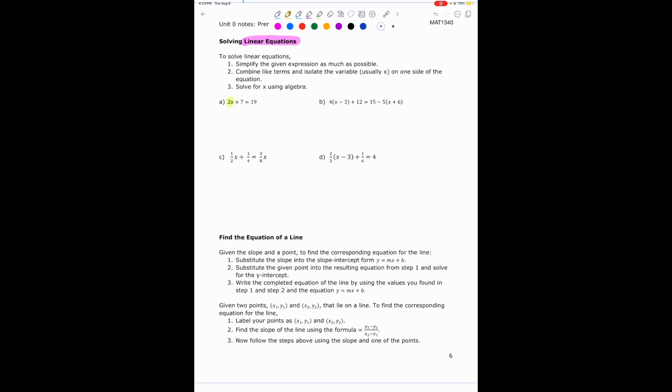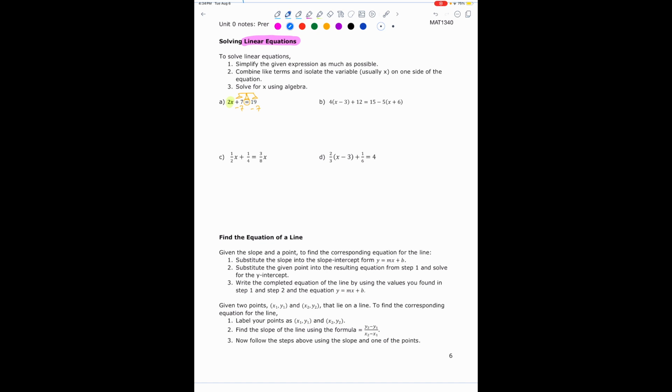Notice how the 7 here is added. So to remove it from here, I will have to subtract it. When I subtract it from this side, I have to subtract it from the other side as well, because this equal sign means there is a balance. And if I do one thing to the left side, I have to do it to the right side to keep that balance. It's like a scale, and you need to keep the scale balanced. So whatever you do on the right side, you do on the left side.